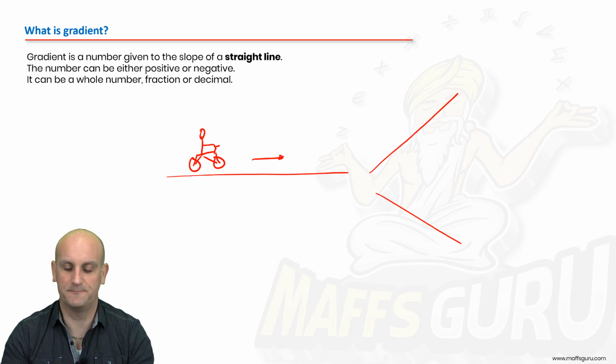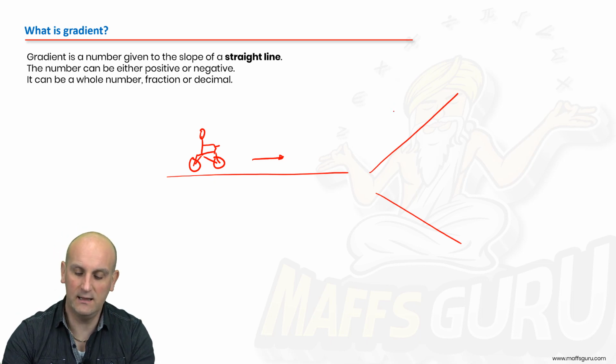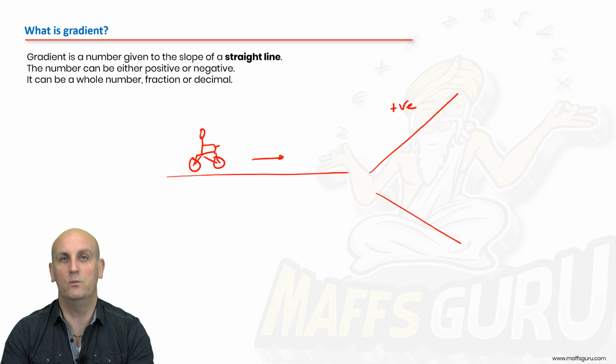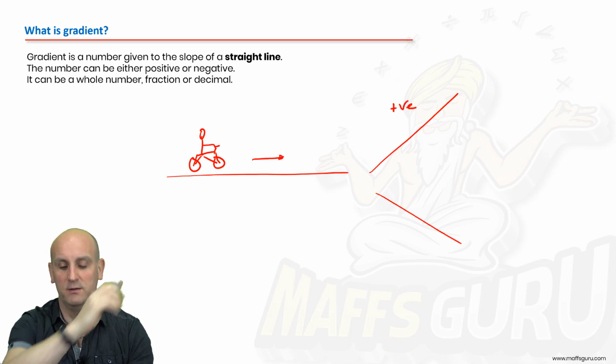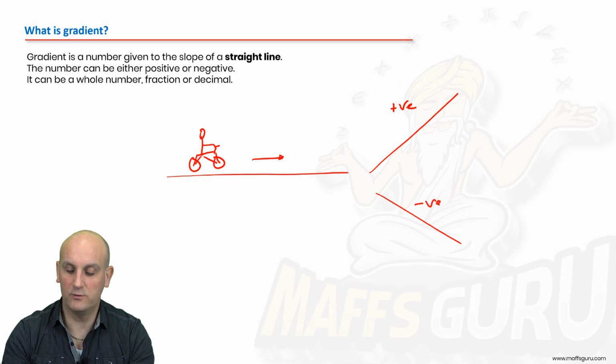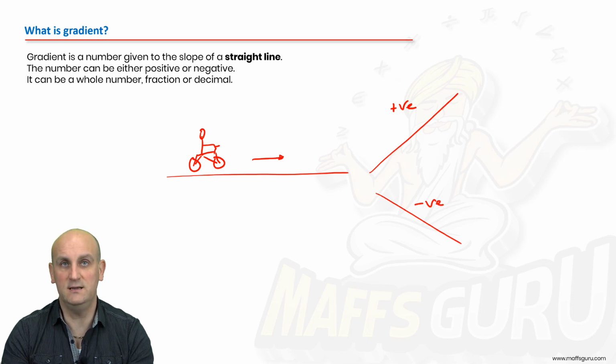But the point of it is this line here has what we call a positive gradient. Why? Because it's sloping up. If it's sloping down, it has what we call a negative gradient, all right? So that's first thing's really, really important.